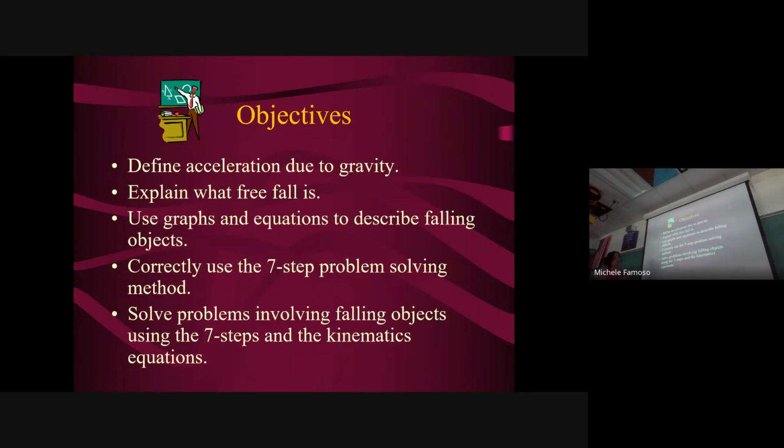These are the things you'll be quizzed on. I'll ask you to define what we mean by acceleration due to gravity. You'll have to explain what the term free fall is. We'll then have to use our graphs and equations to describe falling objects. We have to correctly solve problems with our 7 steps and use our kinematics equations as well. So it's pretty much everything you need to be able to do for tomorrow's test, but for this type of motion, up or down. In this case, specifically down to the ground. Basically, we're talking about this. See my pencil? That. You have to describe that with all of the tools we already have.